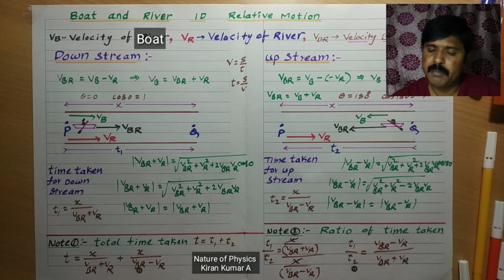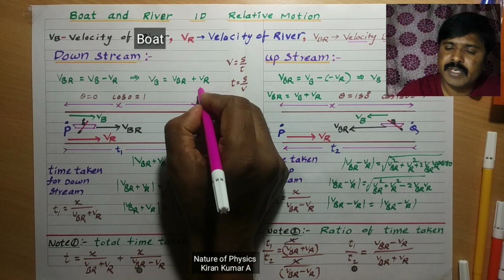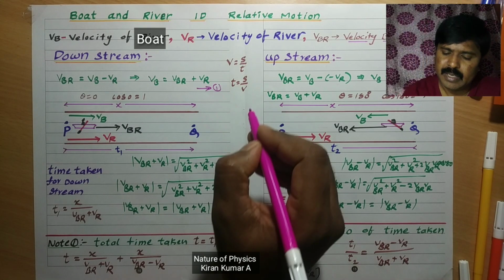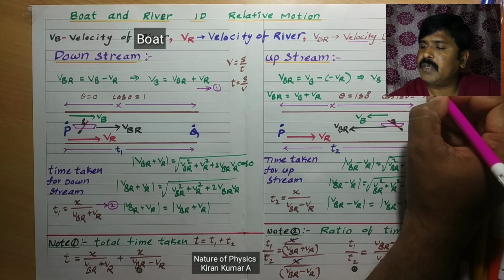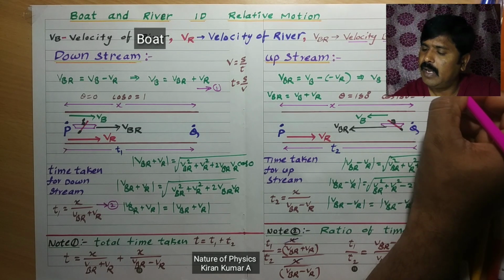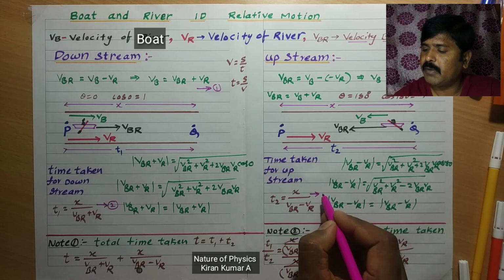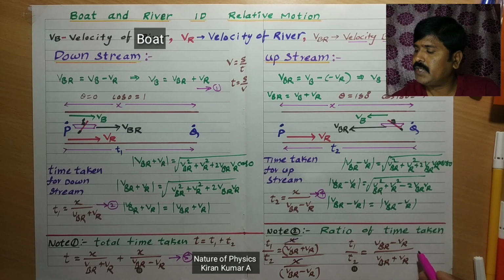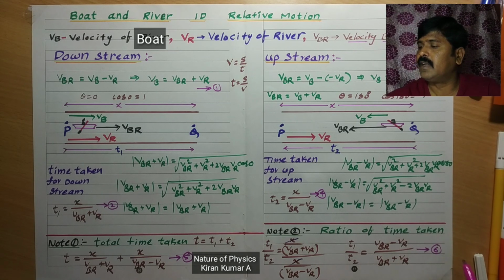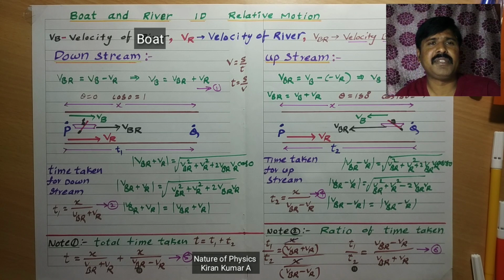Now I can give the numbering for these. This is equation number 1, and this is equation number 2. Next, this is equation number 3, and the time taken is equation number 4. Time T1 is equation 5, and T2 is equation number 6. This is the complete information about the one-dimensional motion of boat and river concept. Thank you, students.